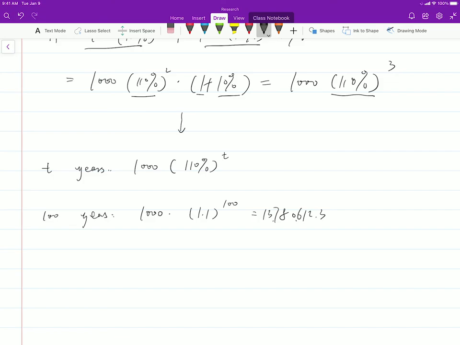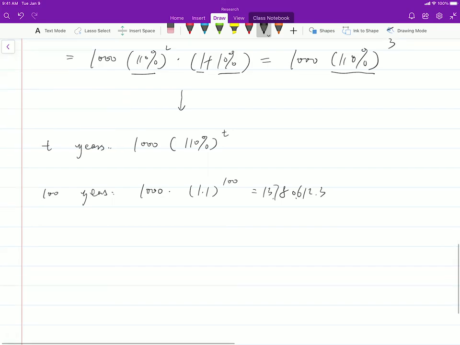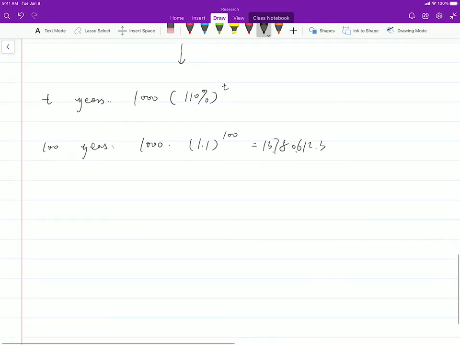From here, you can see compound interest or exponential growth in general is very, very fast. Of course, 10% is not realistic in real life. But still, if you keep it for long enough, this one grows really fast. Okay, so that's a rough example of how to do compound interest for a special case.